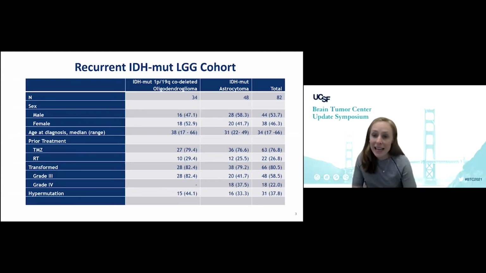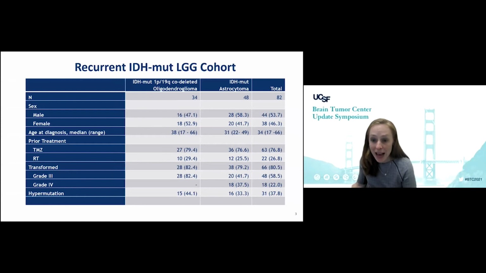So we identified 82 patients with initial WHO grade 2 IDH mutant low-grade gliomas, either 1p19q co-deleted oligodendrogliomas or astrocytomas, that underwent at least one resection for recurrent or progressive disease and had enough tissue so that we were able to do either UCSF 500 or whole exome sequencing. It's relatively balanced between oligos and astros. The age of diagnosis was slightly older for oligos, which we expect, at age 38 compared to 31.